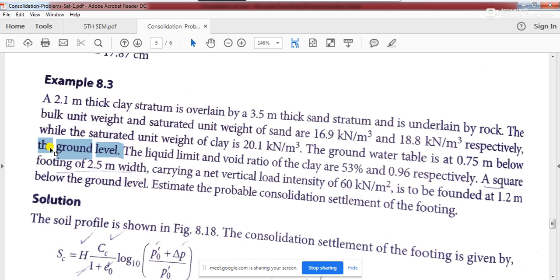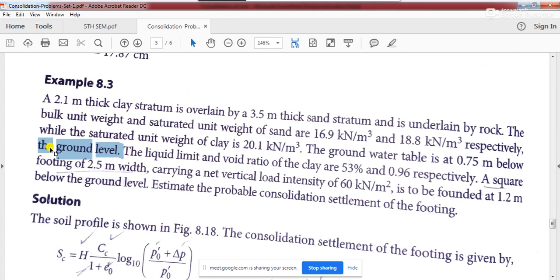Okay, the liquid limit and void ratio of the clay are 53% and 0.96 respectively. So this void ratio, whatever is being said over here, you must understand now. This void ratio is the initial void ratio of the clay. That means this is the value of e naught, and liquid limit means the WL value is given, that is 53%. And why do you require the WL value? For finding out the consolidation settlement value, you need to find out the value of compression index, Cc, right?